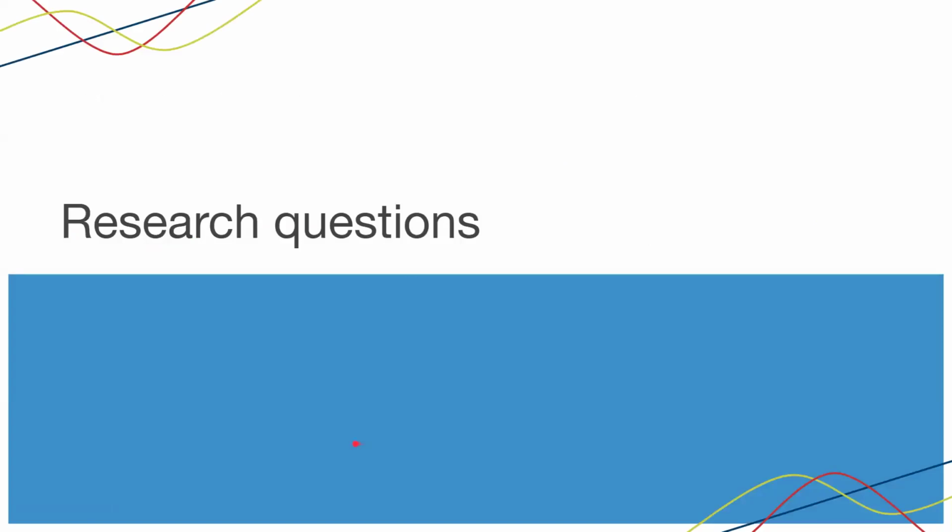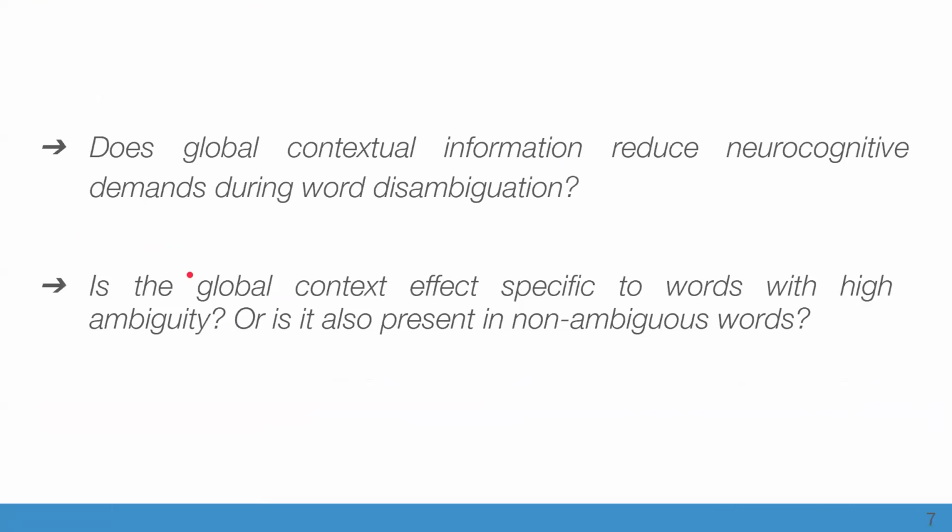So to specify my research questions a little bit more, these are: whether the global contextual information reduces the neurocognitive demands, that is, facilitates the processing during word disambiguation. And I'm also interested in evaluating whether this global context effect is specific to words with high ambiguity, or maybe we also find this effect in non-ambiguous words.